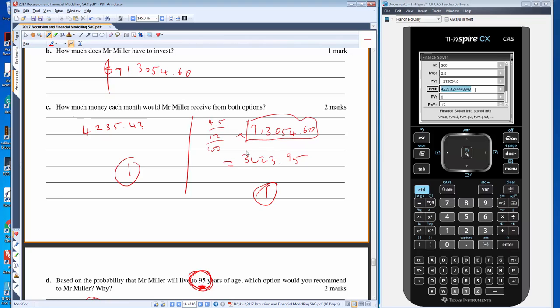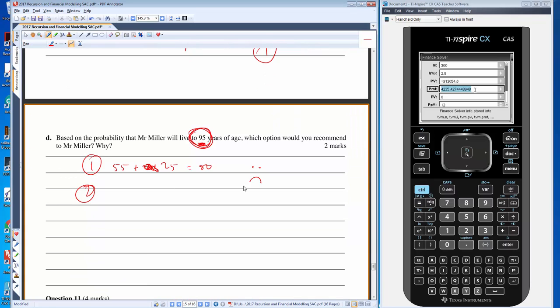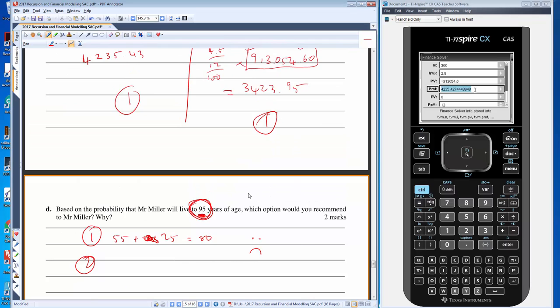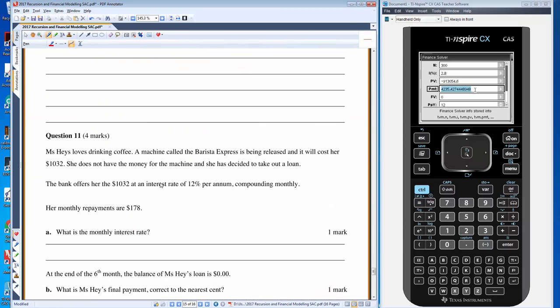Okay, so even if I am hanging around till 95, they've got a nice little bit of money coming to them. So that's how you would justify option 2: that it's in perpetuity, it's going to last me to 95. Even though the other pays a little bit more money, a fair bit more, $700 a month, I'm going to stick with this one that gives me a little bit less, but it does it forever.